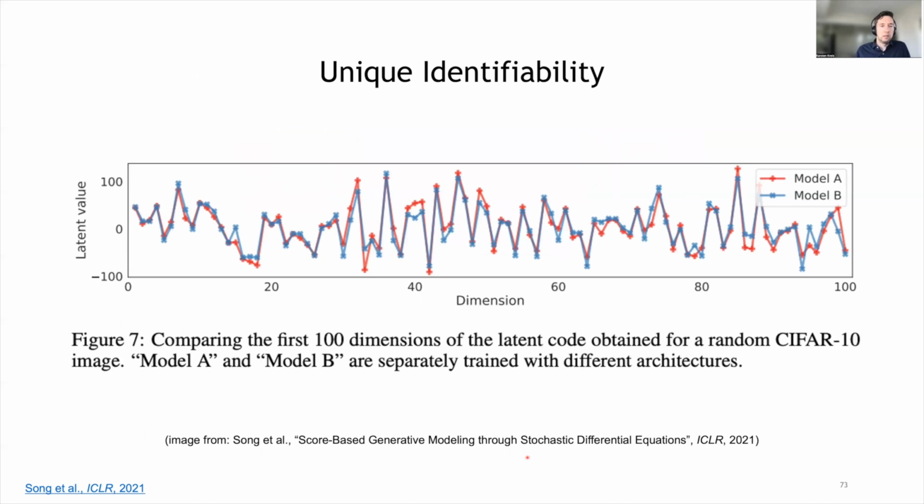Here's an example. What we are seeing here is the first 100 dimensions of the latent code obtained from a random CIFAR-10 image that was encoded in the latent space of a diffusion model using this probability flow ODE approach. Song et al. did this with two different models and model architectures that were separately trained. However, both of these encoding distributions, as we see, are almost identical, even though these were different architectures.